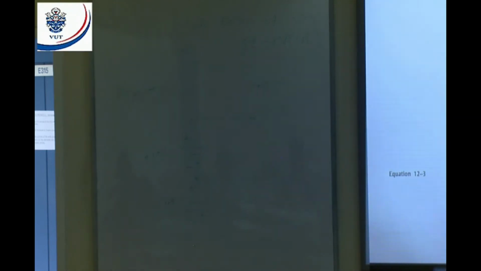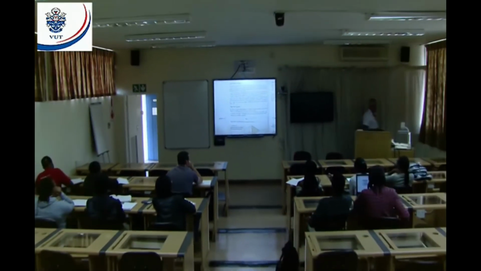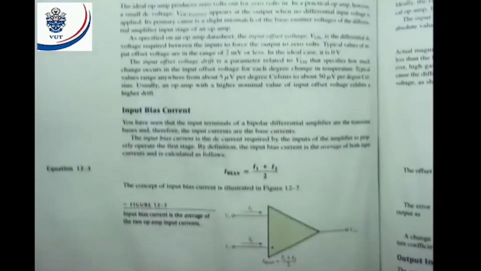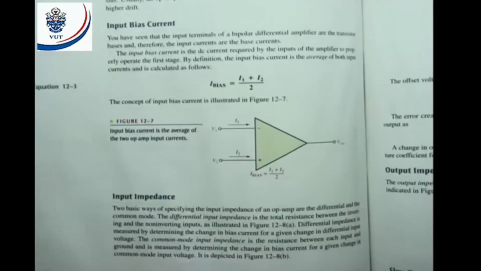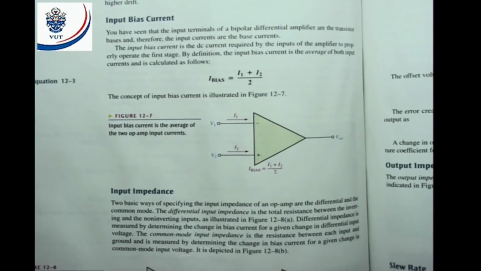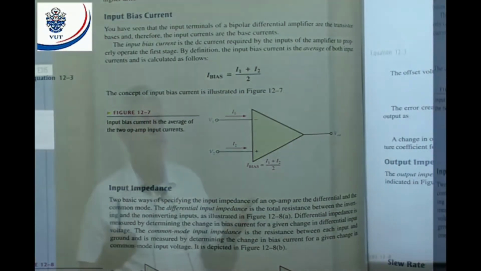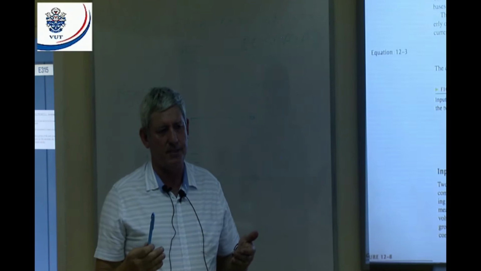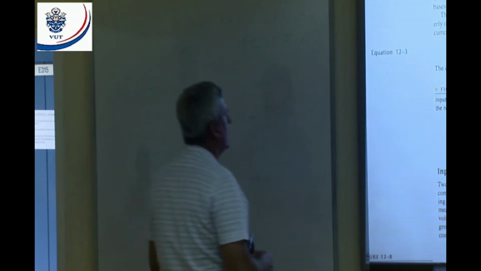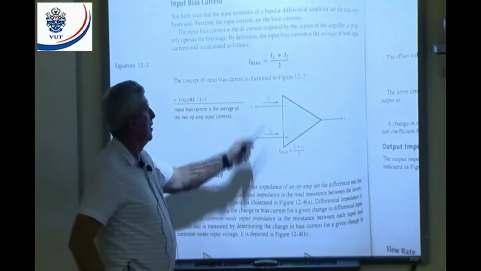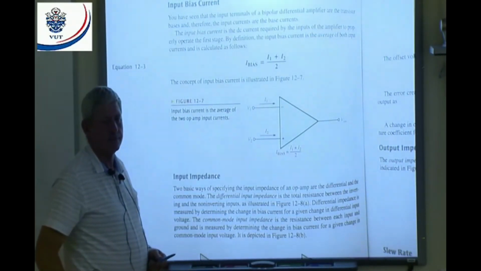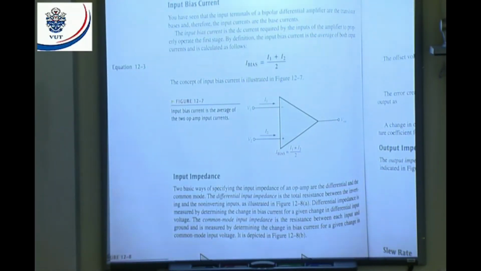All right. Now we're going to look at the input bias current. Because we have a transistor, currents will flow there, and when we want to switch these transistors, we need a bias current to switch them, all right? And my input bias current is the average of those two currents. That will give me my input bias current.